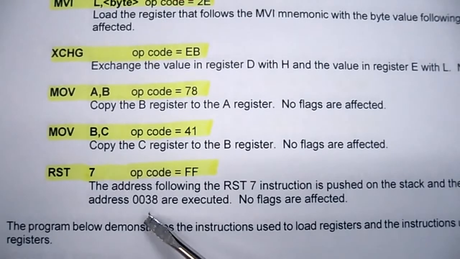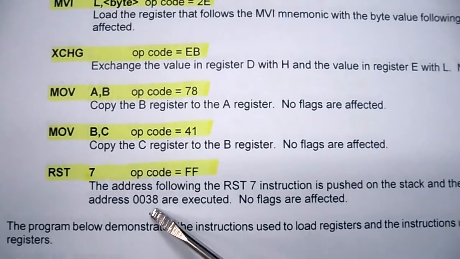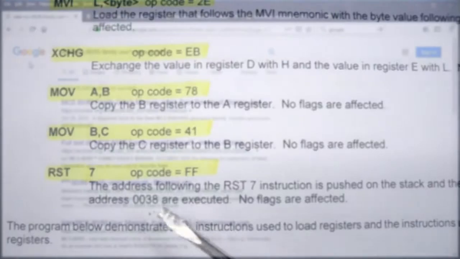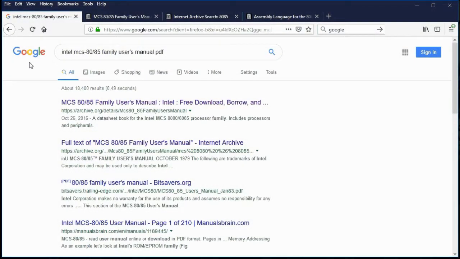So under new instructions, where they talk about the restart 7 instruction, and they give you an address like 0038, you should always question where that comes from, and there will be a specific answer for that. I'd like to show you where you can get your own copy of the Intel 8085 Family User's Manual. You can go to Google and do a search on Intel 8085 Family User's Manual PDF.